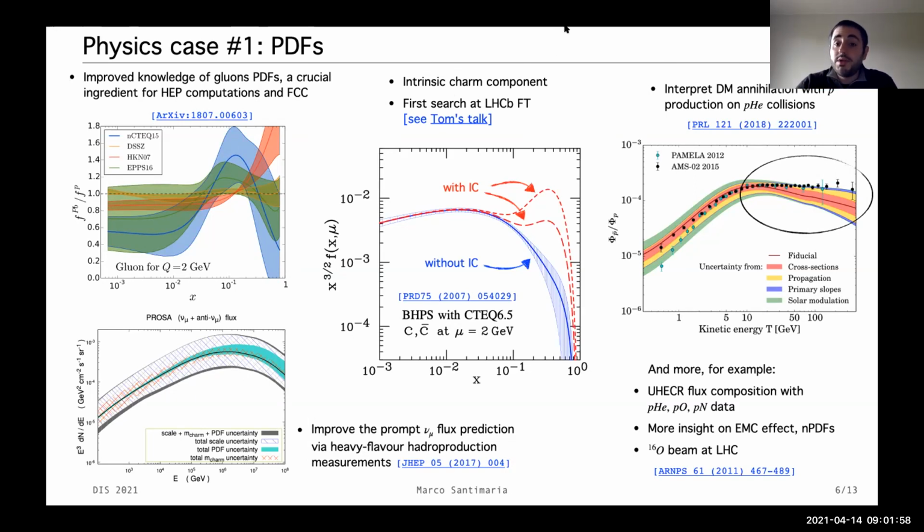Another interesting measurement we can do on proton-helium is antiproton production, which allows a better interpretation of the dark matter annihilation. And also many more examples I don't have time to cover here. I just want to briefly mention the improved knowledge on the flux composition of ultra-high energy cosmic rays, with proton, helium, oxygen, and nitrogen collisions, to get more insight on the EMC effect and nuclear PDFs in general, and also the possibility currently foreseen for Run 3 to run a beam of oxygen at the LHC.